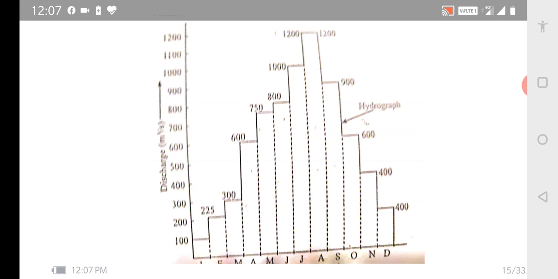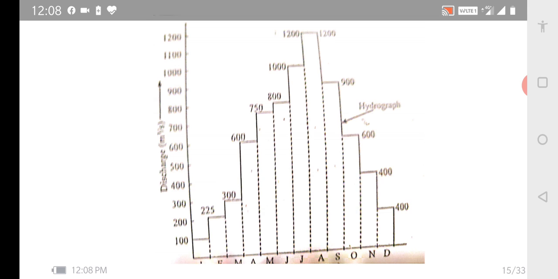Then there is a recession limb to the right after August. The recession limb extends from the point of inflection. So in the month of August you see the 1200, that is highest, and then it is at a point of inflection. It changes: instead of an increasing trend, it is now a decreasing trend. It represents the withdrawal of water from the storage built up in the basin during the earlier phases of the hydrograph. So initially the water was stored and then it is being discharged to produce power or even for irrigation.